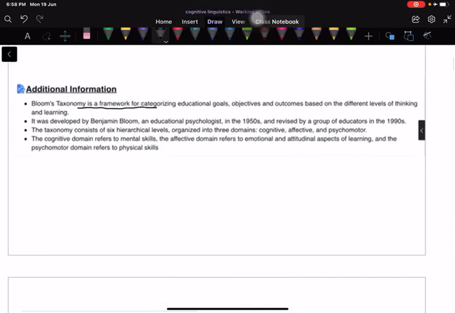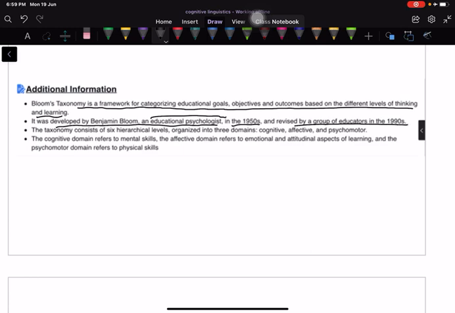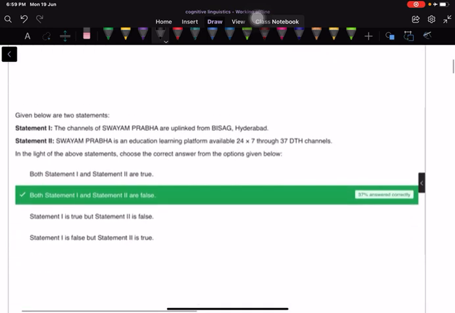Bloom's taxonomy is a framework for categorizing educational goals, objectives, and outcomes based on different levels of thinking and learning. It was developed by Benjamin Bloom, an educational psychologist, in the 1950s, and revised by a group of educators in the 1990s. The taxonomy consists of 6 hierarchical levels organized in 3 domains: cognitive, affective, and psychomotor. The cognitive domain refers to the mental skills, the affective domain refers to the emotional and attitudinal aspects of learning, and the psychomotor domain refers to the physical skills.